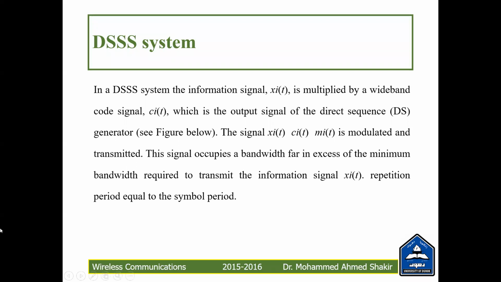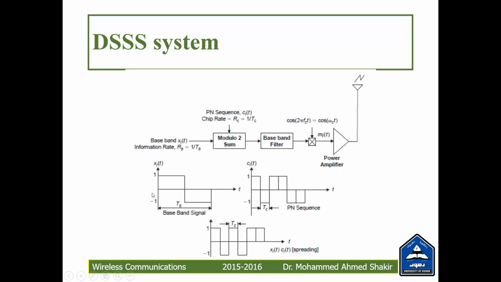Look, in a direct sequence spread spectrum system, the information signal xi of t is multiplied by a wideband code ci of t, which is the output signal of the direct sequence DS generator. See the figure below. The signal mi of t, xi times ci, is modulated and transmitted. The signal occupies a bandwidth in excess of the minimum bandwidth required to transmit the information signal xi of t, with repetition period equal to the symbol period.